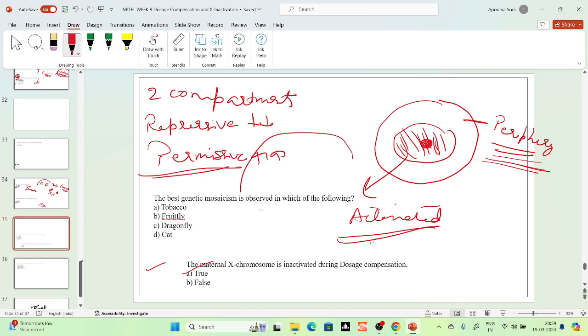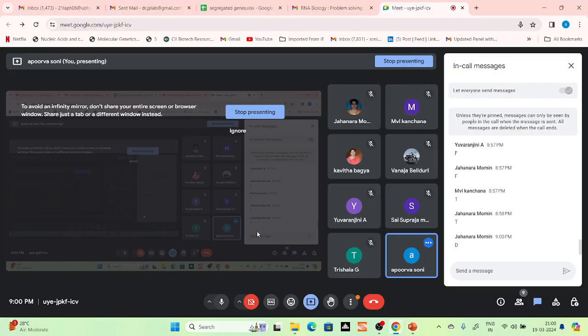Now, next question is, the best genetic mosaicism is observed in which of the following? Tobacco, fruit fly, dragonfly, and cat. So where you can see the mosaicism, mosaic formation. Mosaic means the orange and black color pattern that you see. So where you can see that orange and black color pattern, I have given you all the hints. In cat, ma'am. In cat.